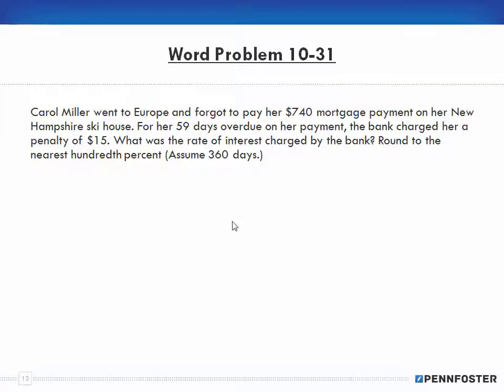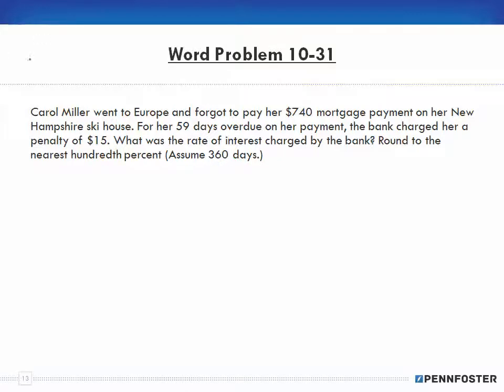All right, so 10-31. Carol Miller went to Europe and forgot to pay her $740 mortgage payment on her New Hampshire ski house. For her 59 days overdue on her payment, the bank charged her a penalty of $15. What was the rate of interest charged by the bank? Round to the nearest hundredth percent, and we're going to assume 360 days.